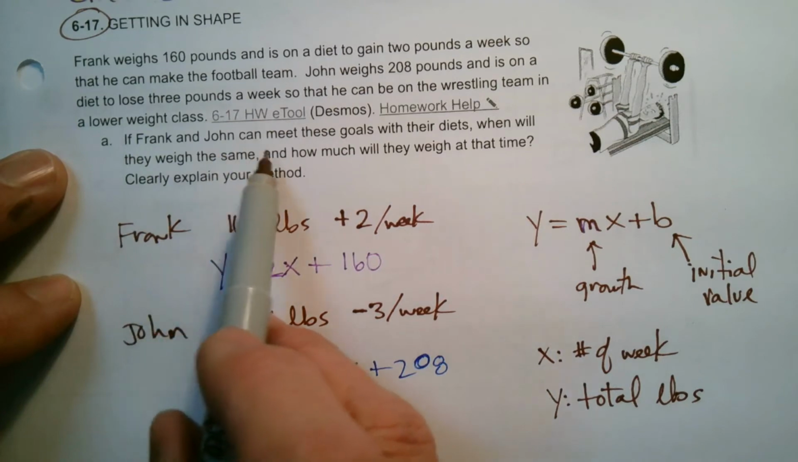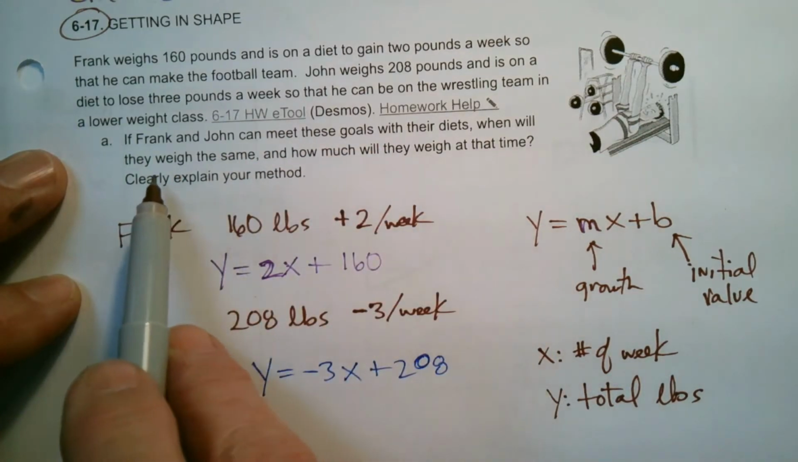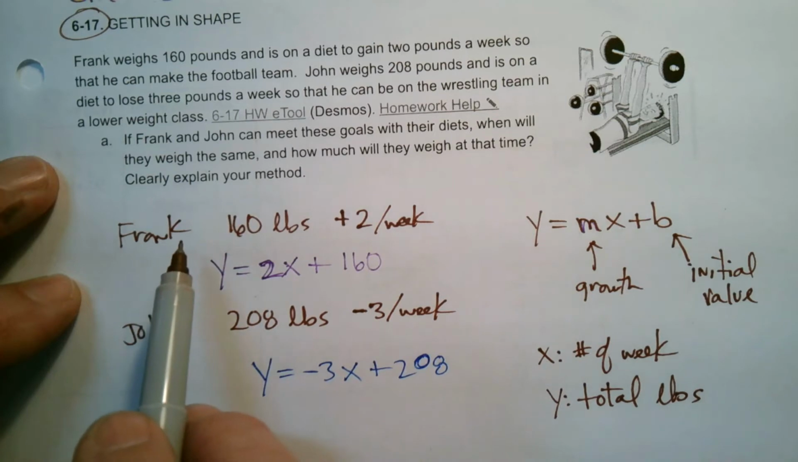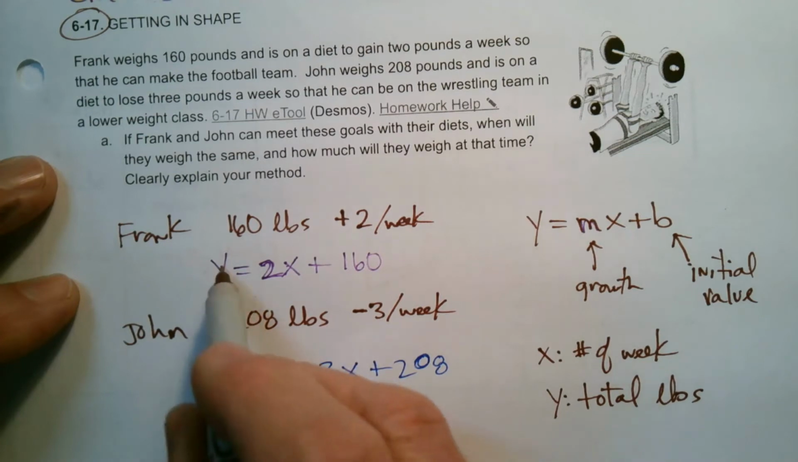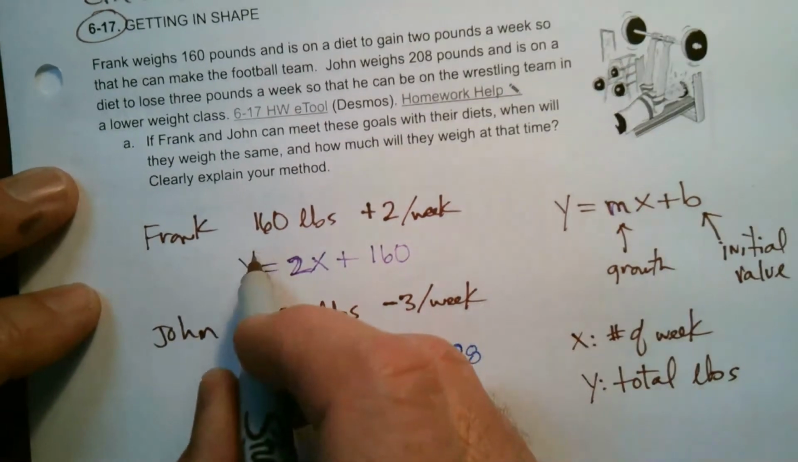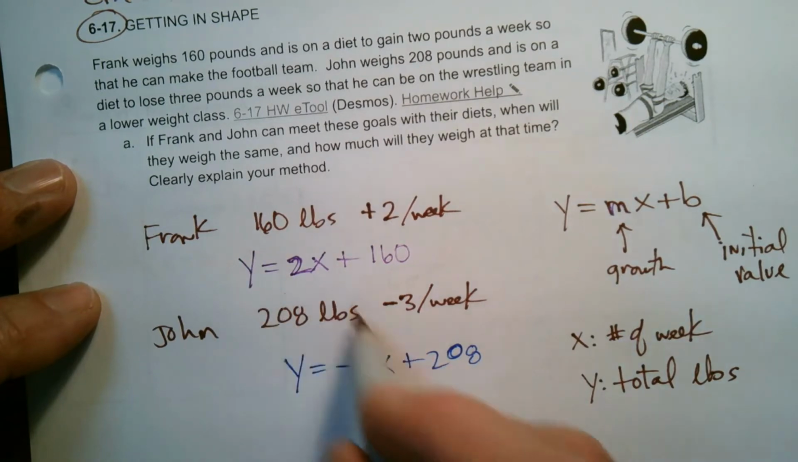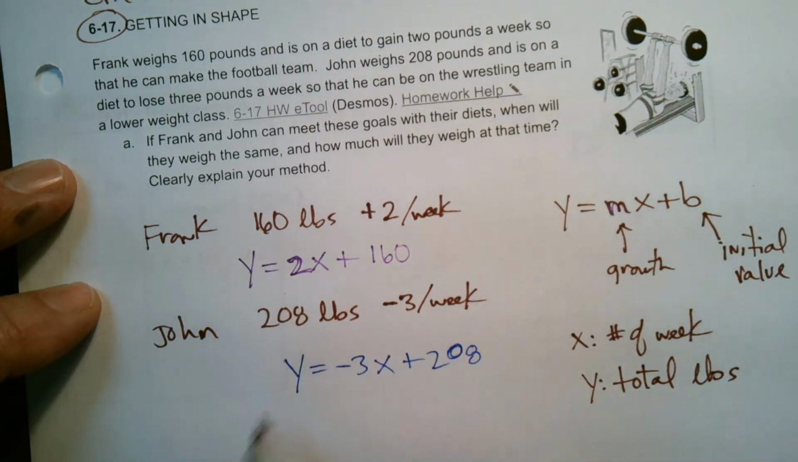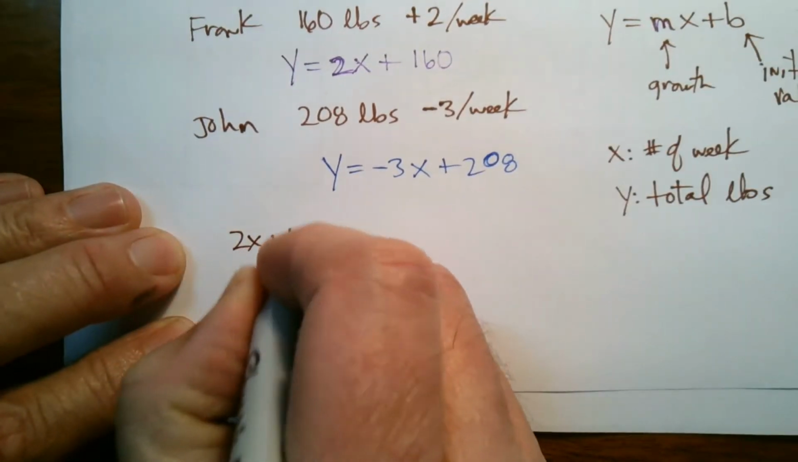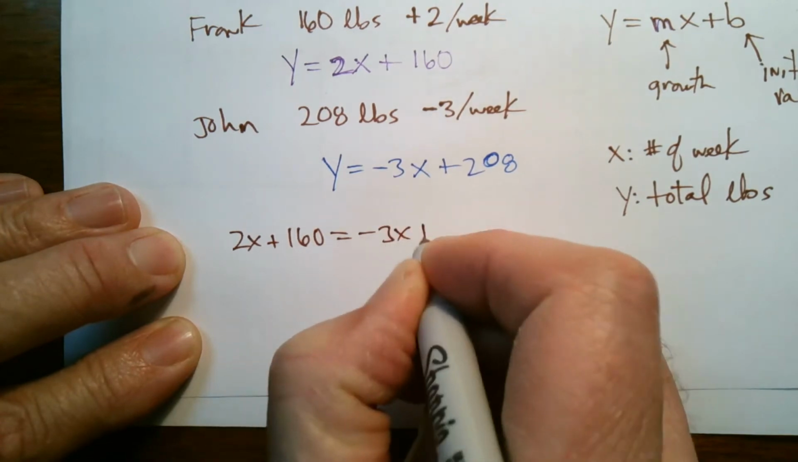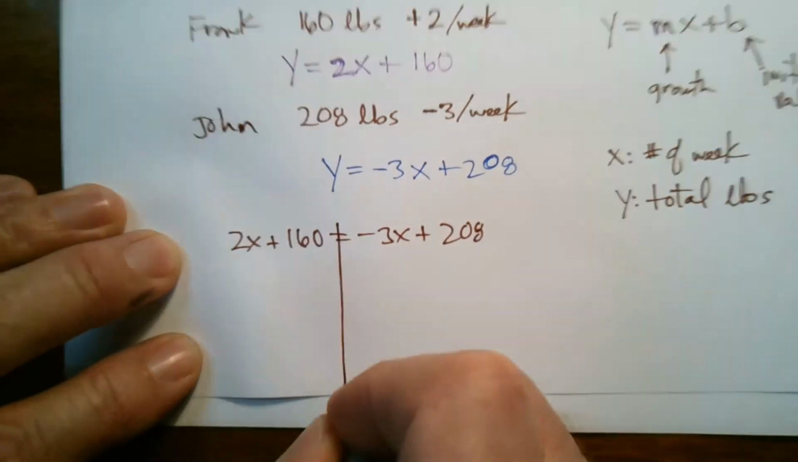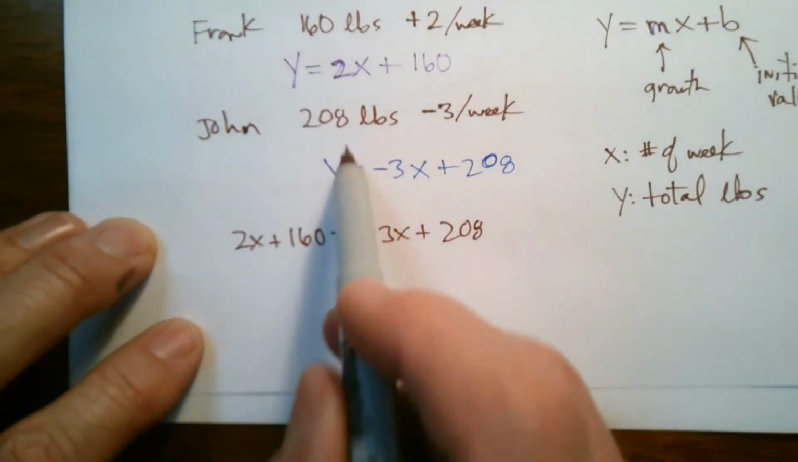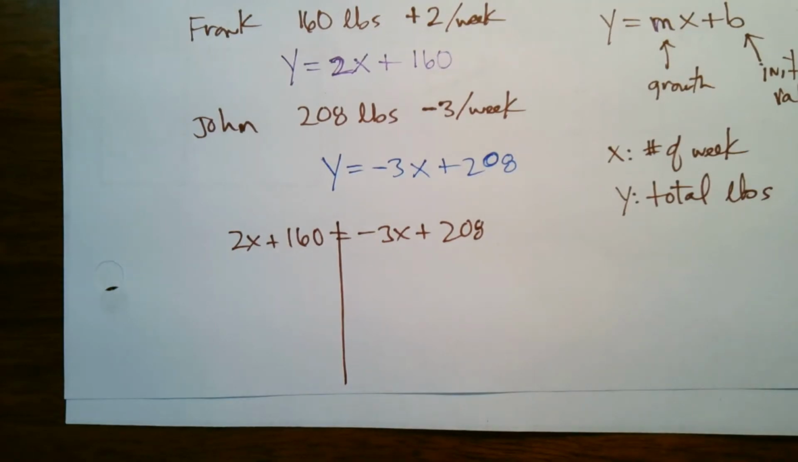So it says, if Frank and John can meet these goals with their diets, when will they weigh the same and how much will they weigh at that time? So I want to know, when will these y's be equal? So I use the equal values method because I want to find out at what week those y's are equal. So I set 2x plus 160 equal to negative 3x plus 208. I need to find what x, and x represents weeks, gives me equal y's. That's the equal values method, right?